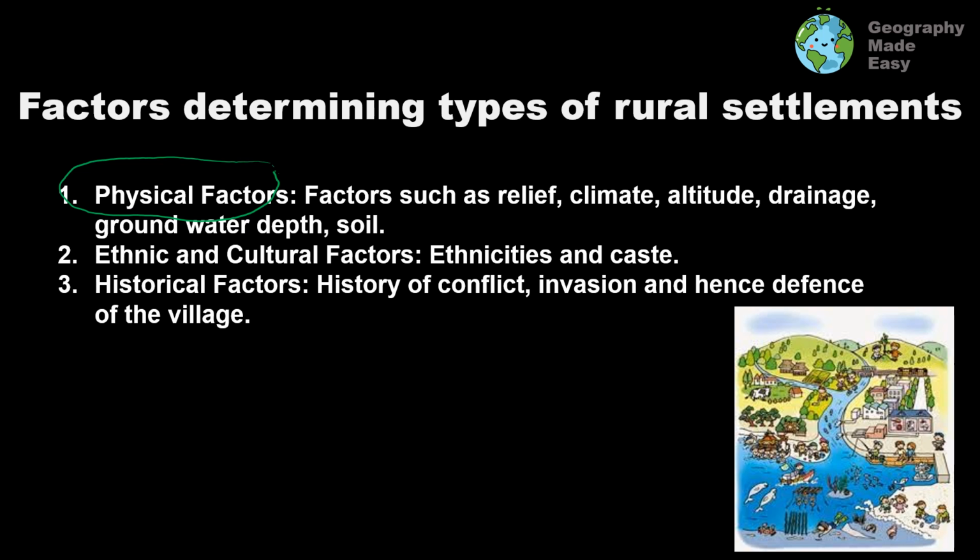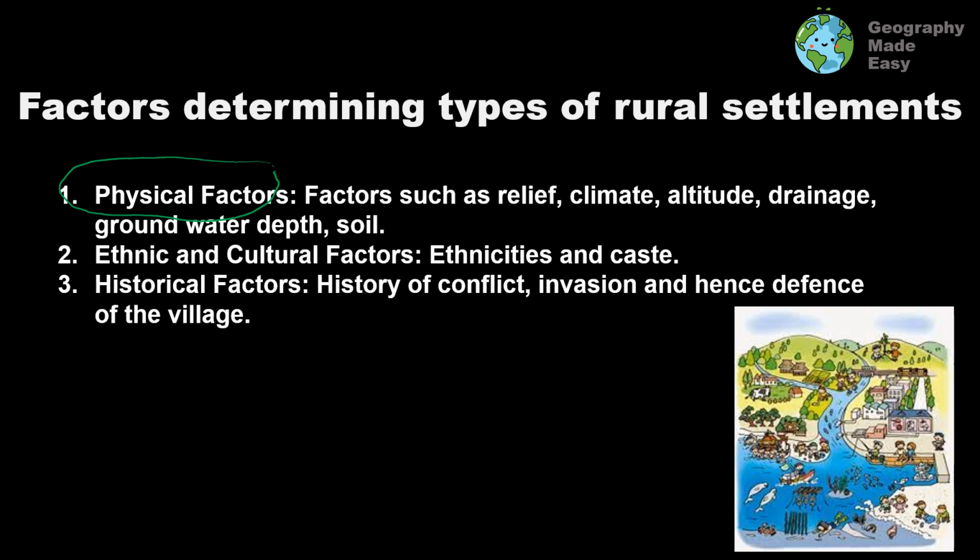For example, compaction takes place in flat areas compared to the settlement being dispersed in areas where the terrain is difficult. Similarly, climate: if it is a very dry climate, we see compact settlements taking place around an oasis, whereas dispersion will not take place in that area. So these factors play a very important role.